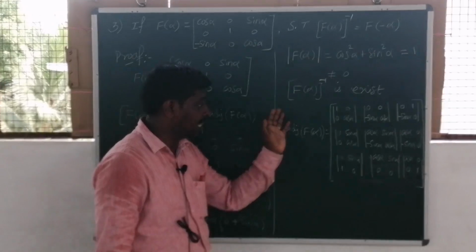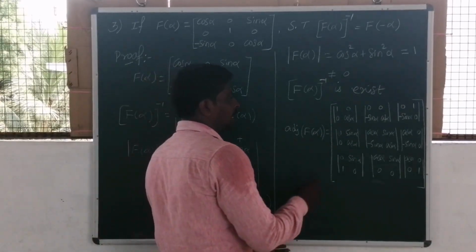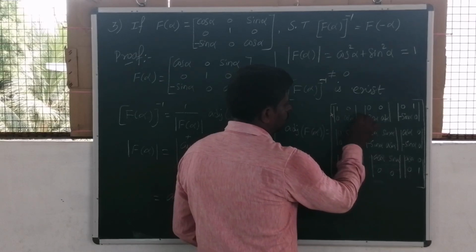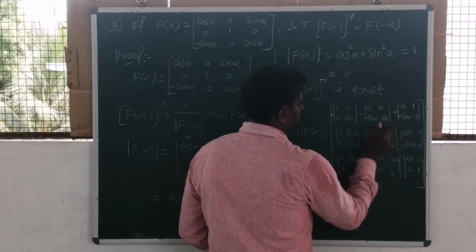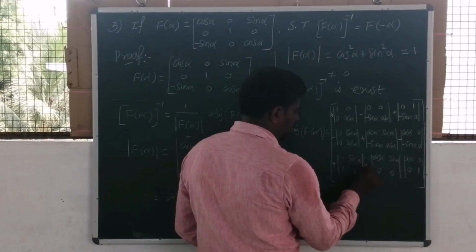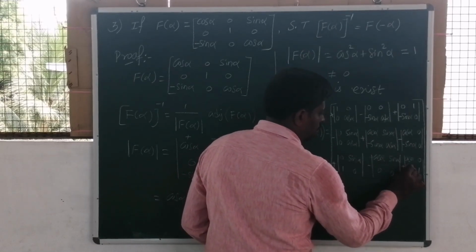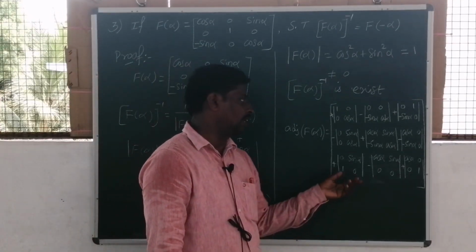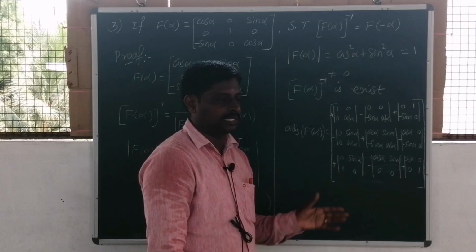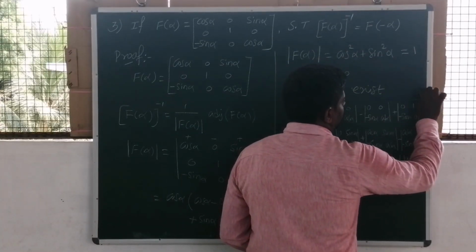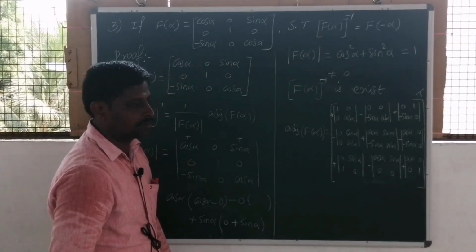Now we give a sign to all the elements, starting from plus. So it is plus, minus, plus, minus, plus, minus, plus, minus, plus, putting signs alternatively on all elements. Now we have the cofactor matrix. Transposing the cofactor matrix, we have the adjoint.